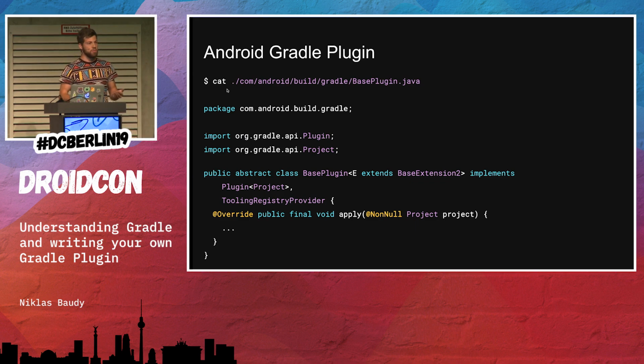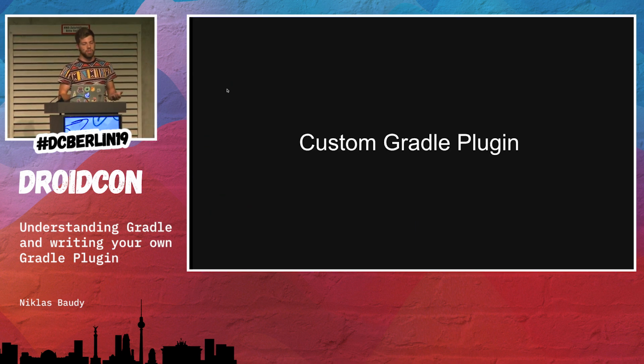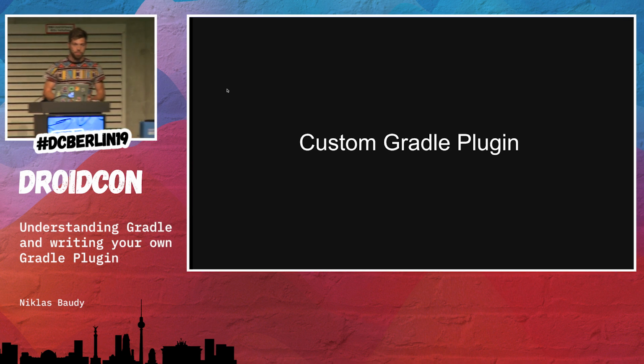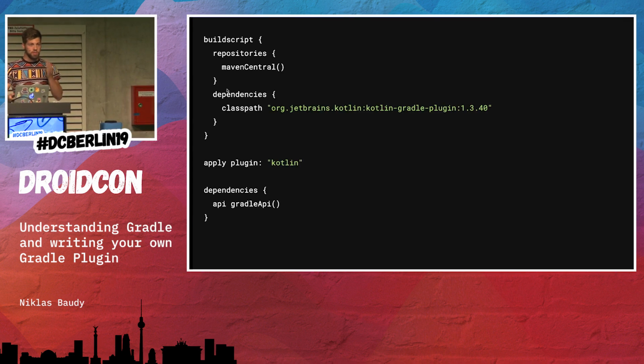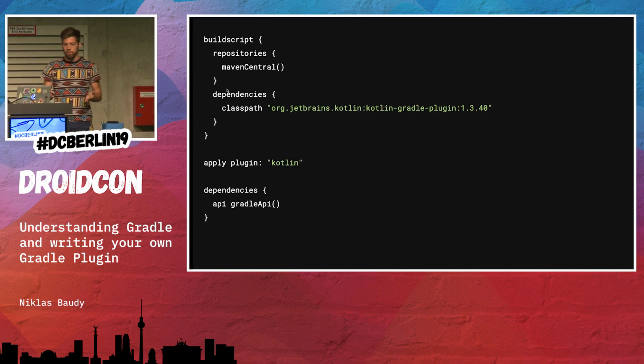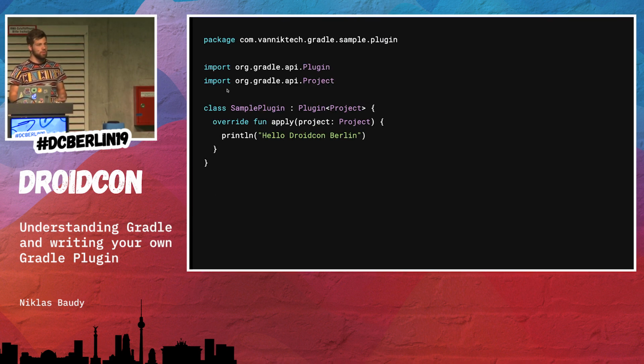Now that we have all of this information, we can start writing our own custom plugin. First of all, we're going to be writing it in Kotlin, so we are going to create a new module. With that module, we're going to apply the Gradle plugin, and as a dependency, we will be using the Gradle API. Once we have that, we can also create our own new custom file, the sample plugin. We're implementing that Plugin interface from Gradle, and in the apply function, we're just going to say, for now, hello droidCon Berlin.